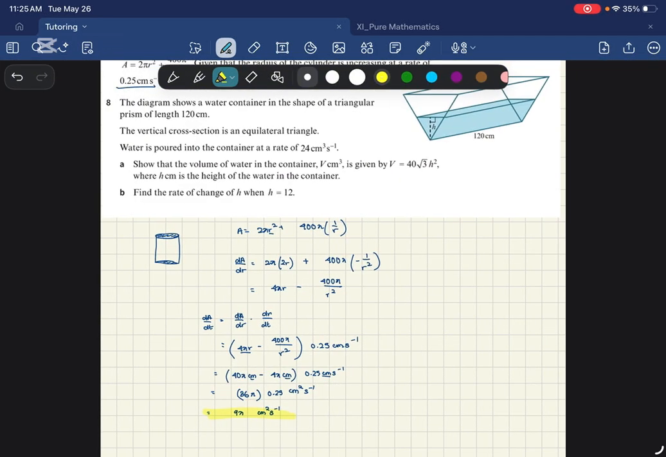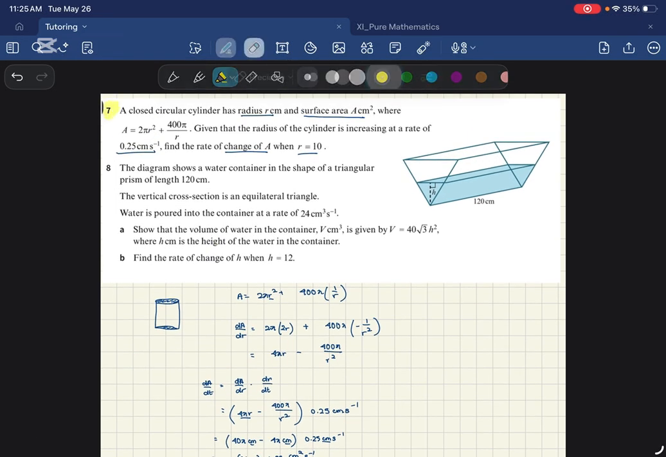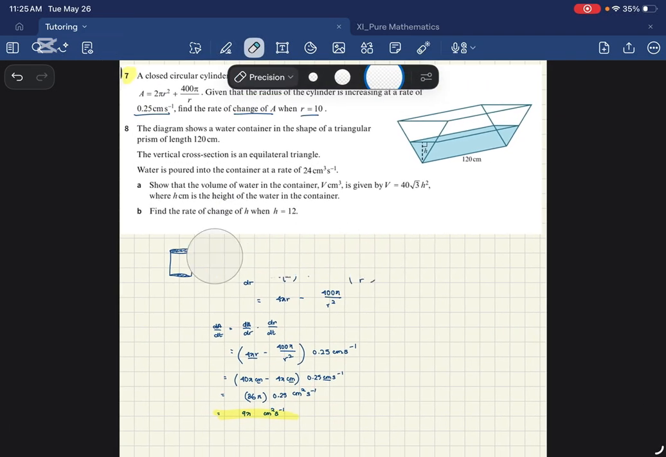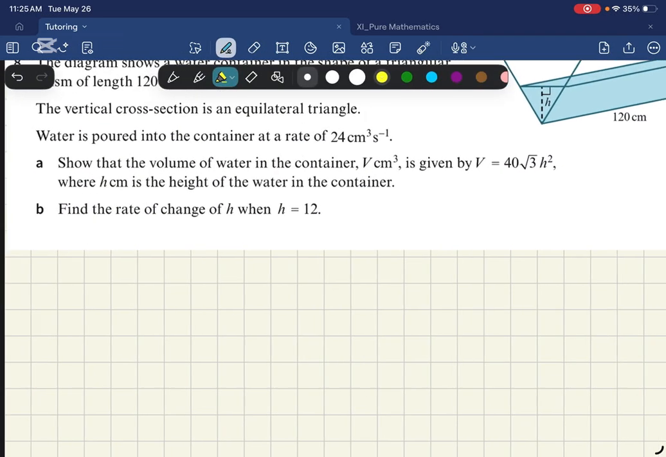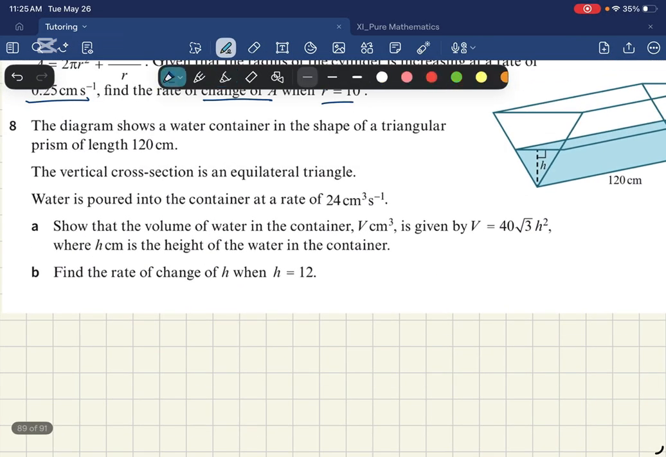All right, we are done with question 7. And it's very easy. So if you understand the question, these questions are very, very easy for you to do. Question 8. The diagram shows a water container.